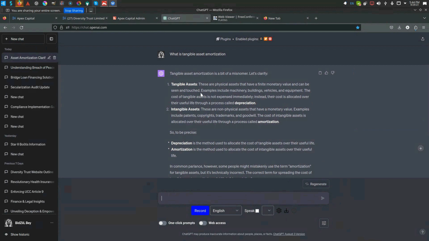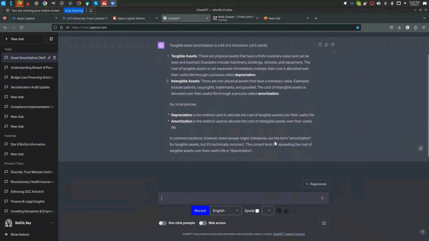Intangible assets are non-physical assets that have monetary value. Examples include patents, copyrights, trademarks, and goodwill. The cost of intangible assets is allocated over the useful life through the process called amortization. So to be precise, depreciation is the method to allocate the cost of tangible assets over their useful life, and amortization is the method used to allocate the cost of intangible assets over their useful life. In common parlance, however, some people might mistakenly use the term amortization for tangibles, but that's technically incorrect. The correct term for spreading the cost of tangible assets over their useful life is depreciation.